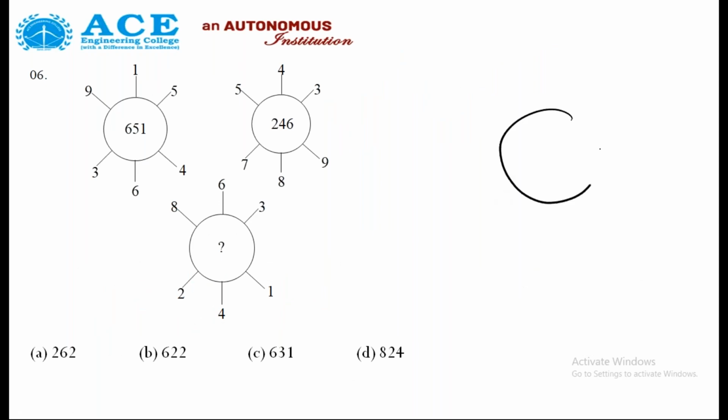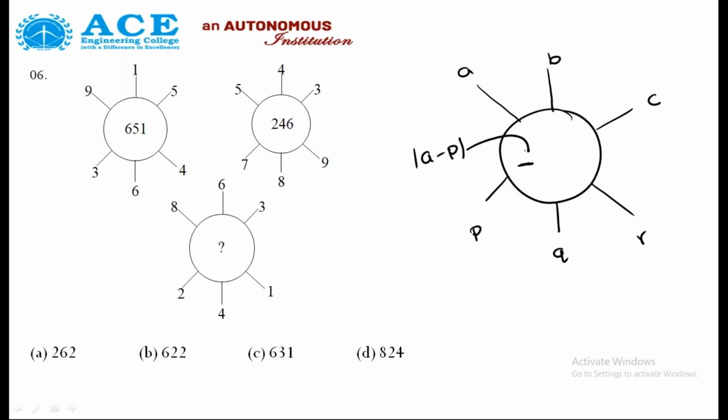Here, what is the logic, my dear friends? Think. Three numbers above, three numbers below. They did something with that. Consider these as A, B, C and P, Q, R. Take the difference between A and P, put that here first. Then the next one is B and Q difference, then C and R difference. So we take the difference between the same positions, opposite places.